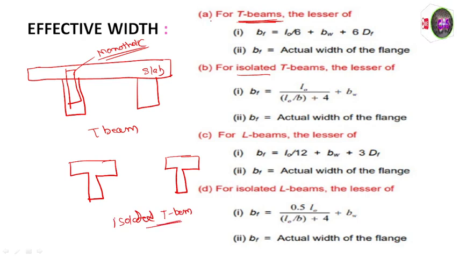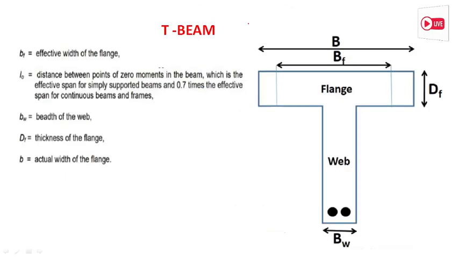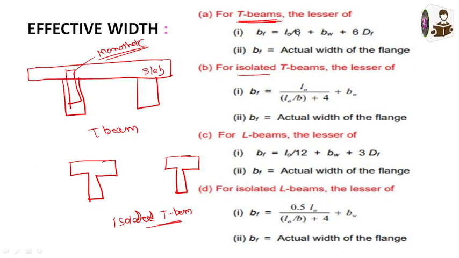So now we are discussing the effective width for a T beam. The lesser of these two following, what is BF? BF is nothing but the effective width of the flange. That is L0. What is L0? L0 is the distance between the points of zero moment in the beam, which is the effective span for a simply supported beam, and 0.7 times the effective span for a continuous beam and for frames. Now L0 by 6 plus BW plus 6 times DF, and the second one is BF equal to the actual width of the flange. So whichever is lesser, you have to take that and calculate the effective width.